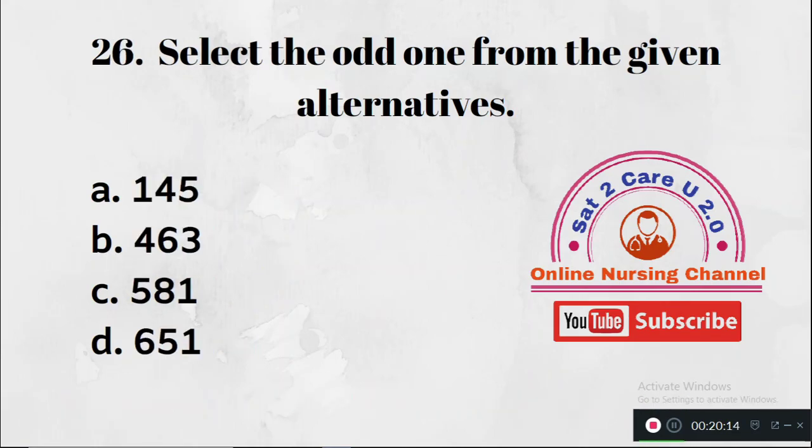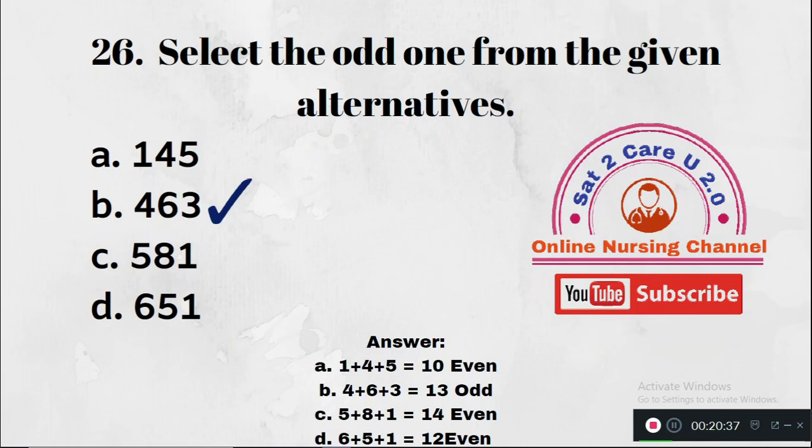Question number 26. Select the odd one from the given alternatives. We have four numbers. Which number is different among these four? Option A 145, option B 463, option C 581, option D 651. So among these, the odd number is option B 463.